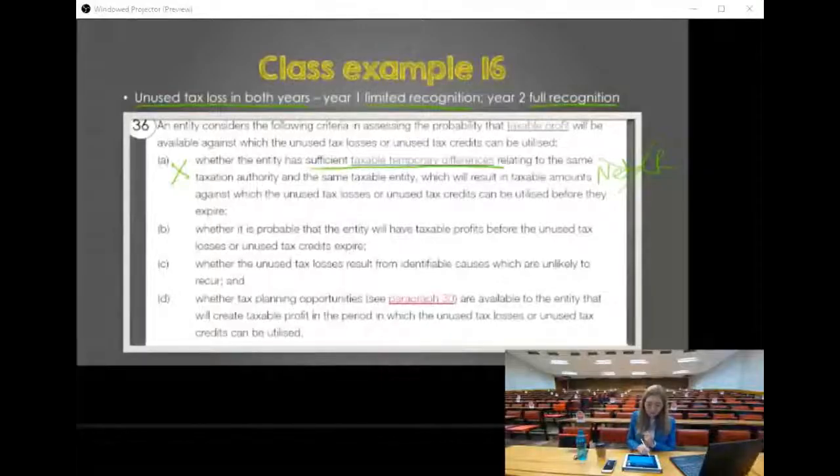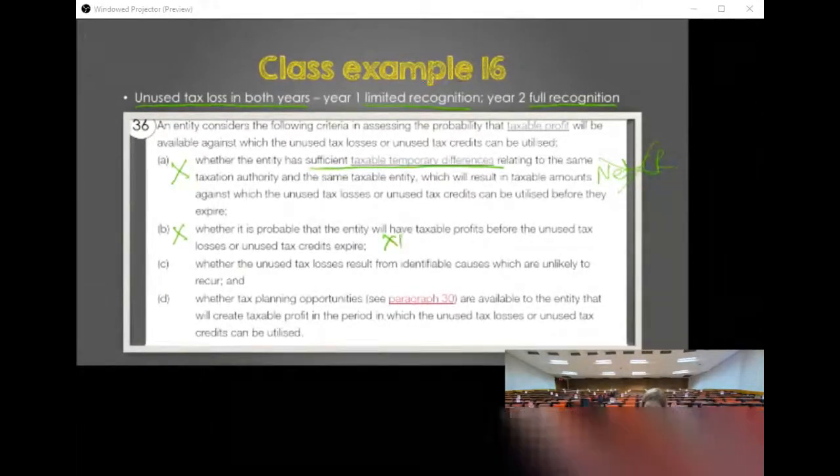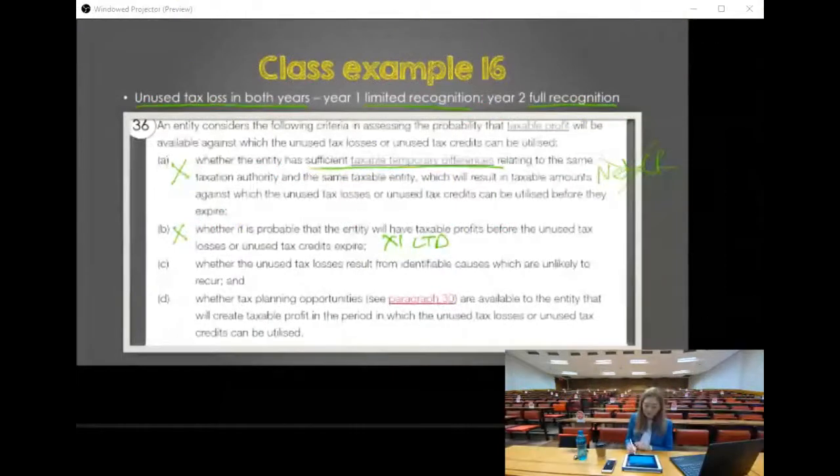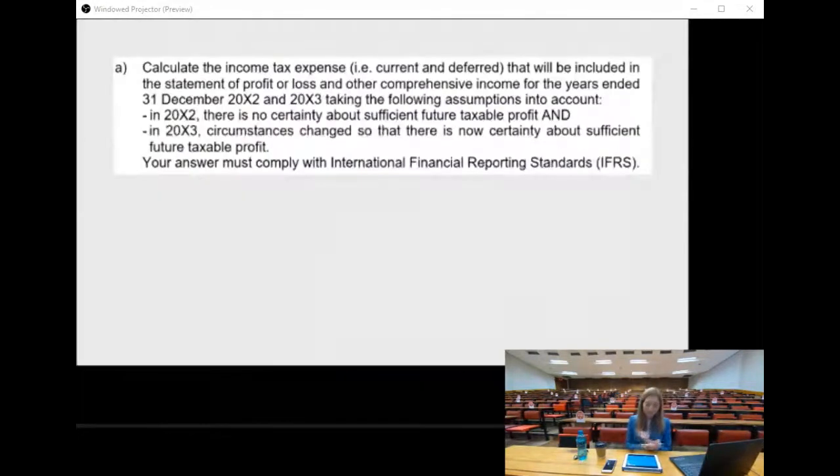And then what happens is that in year 1, this does not apply. It's not probable that we will have taxable profits in future. So therefore, we have limited recognition. So in X1, we limit the recognition. But then in X2, we realize, oh, no, it's not that bad. We can actually go ahead and do it. So in X2, we have full recognition. Okay, so that's what happens here in class example 16.